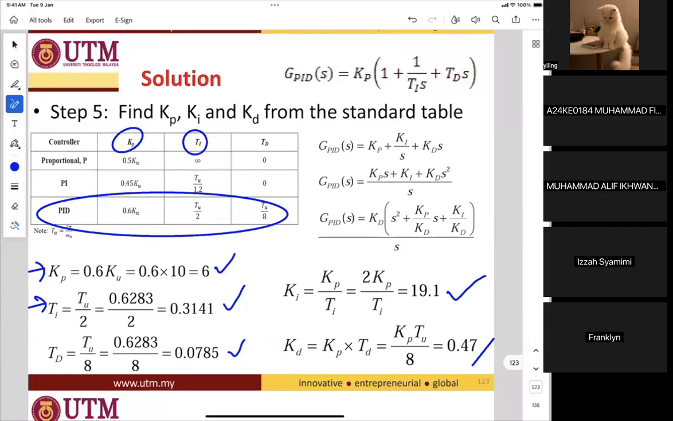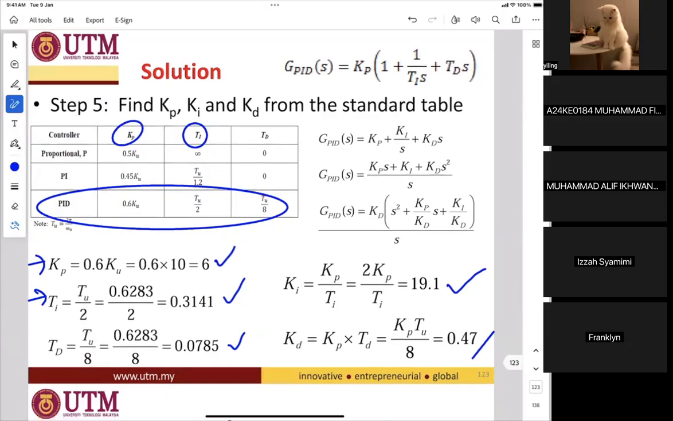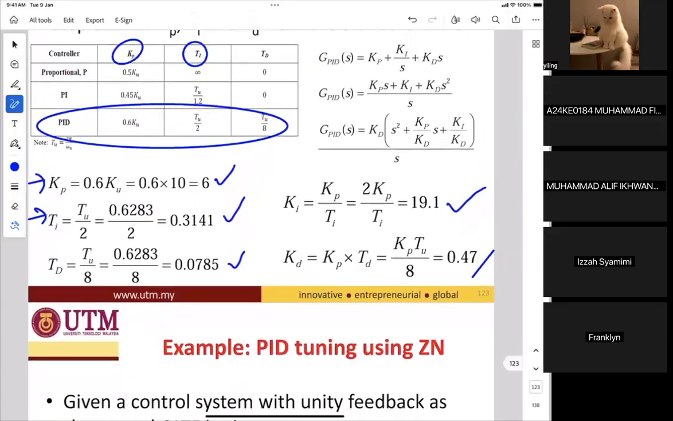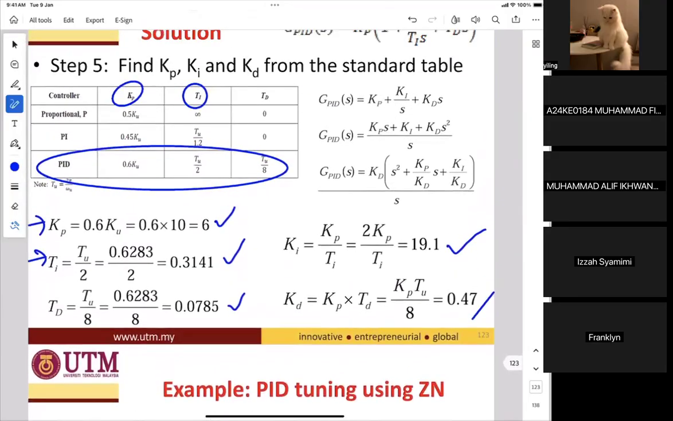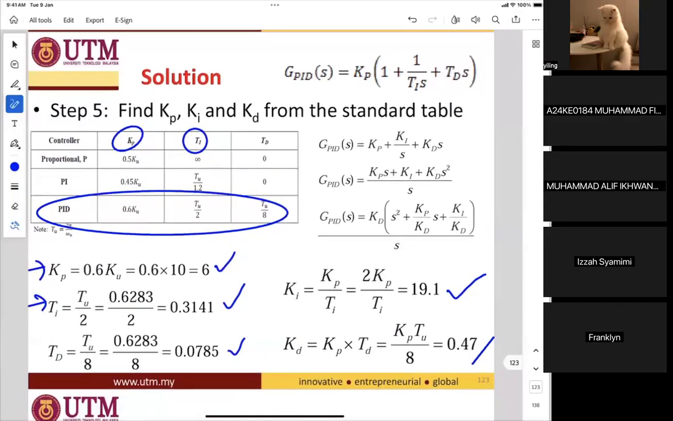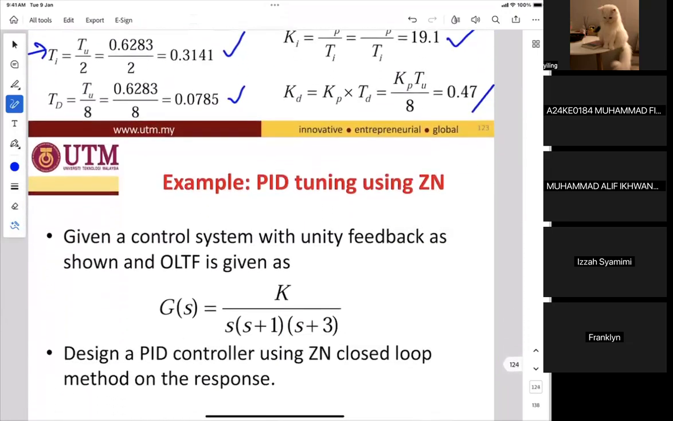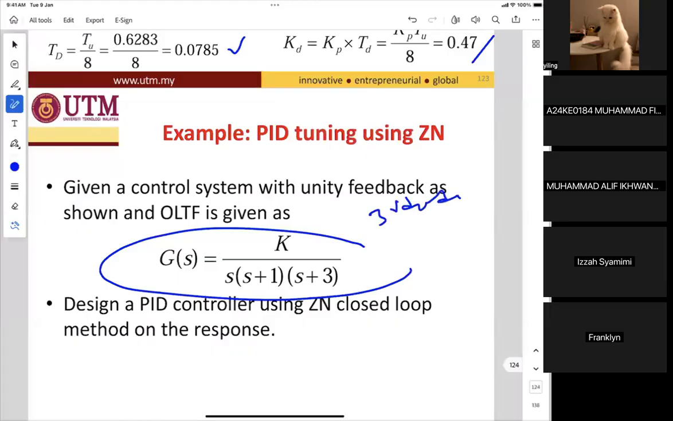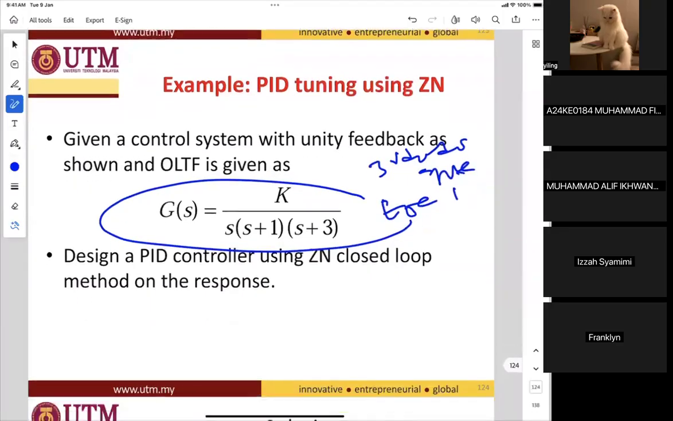Then you insert inside the equations here. And finally, you get the controller, the PID controller. Second example is about the same. Okay, using the same method. This one is a third order system and type 1. Okay. So same method.